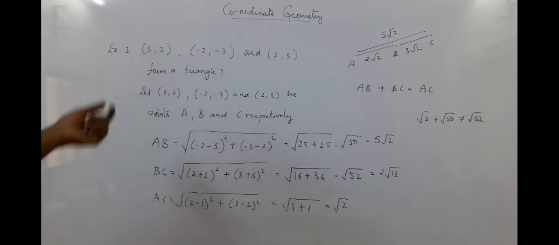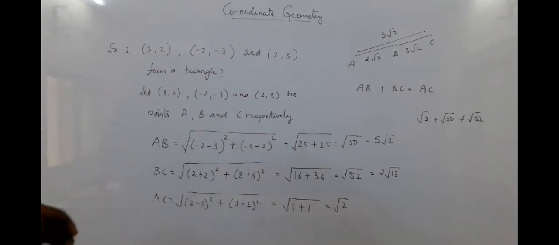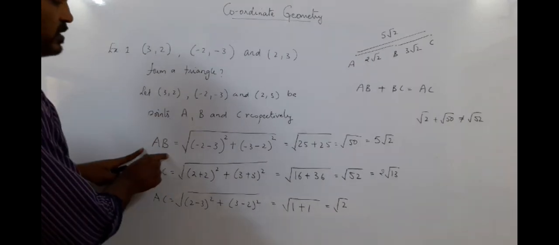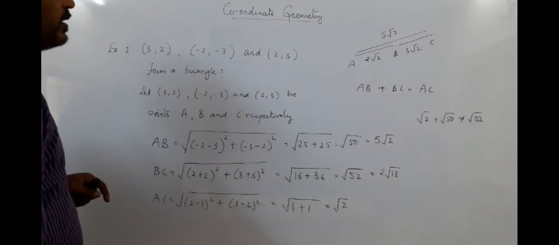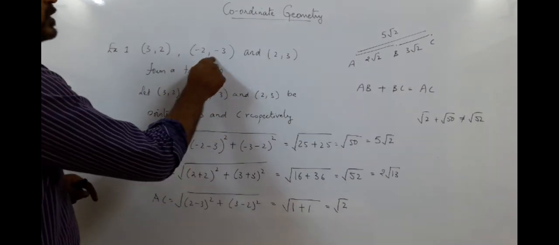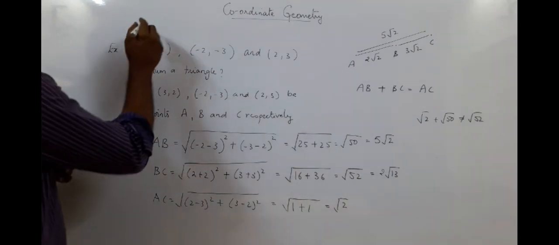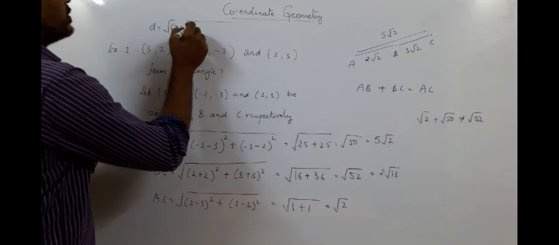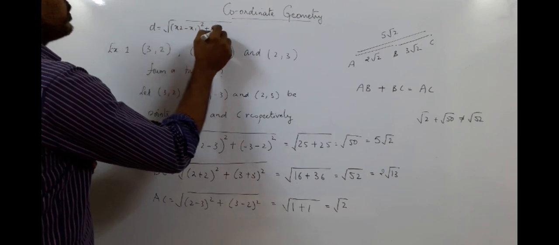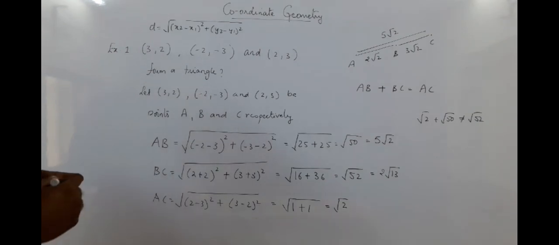And what did we do here? 3 points were given and we found the distance among all the points. So we took the points A and B first and found the distance between A and B. So the distance was root 50, 5 root 2. Then we took the points B and C. So what happens is, you know the distance formula, again I write here. Distance formula D is equal to root of x2 minus x1 whole square plus y2 minus y1 the whole square.